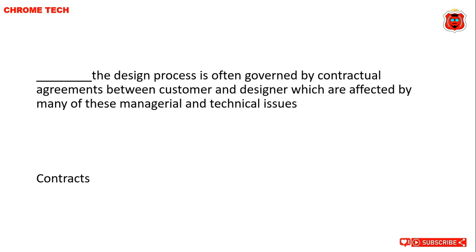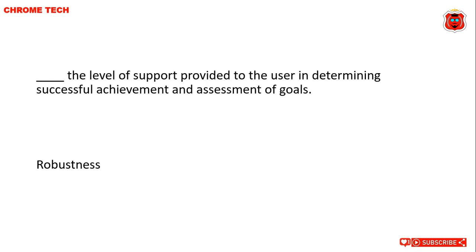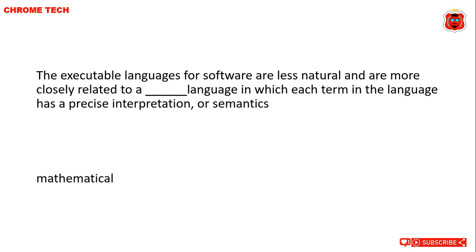Dash the design process is often governed by contextual agreement between customer and the designer, which are affected by many managerial and technical issues. Context of the design process. Context is the correct answer. Dash the level of support provided to the user in determining success, achievement and assessment of a goal. Robustness is the correct answer.